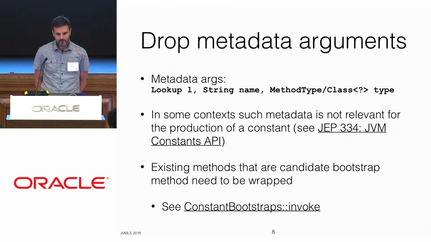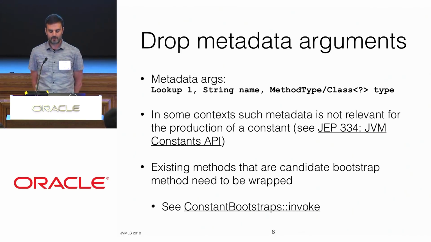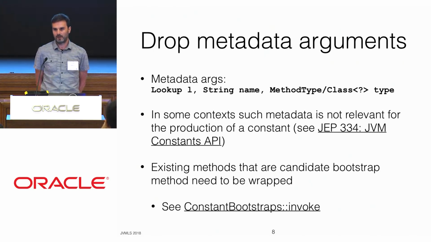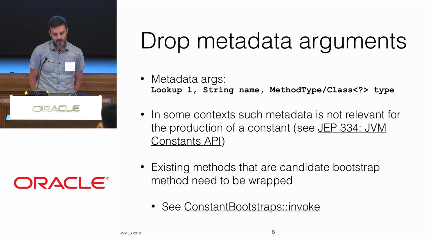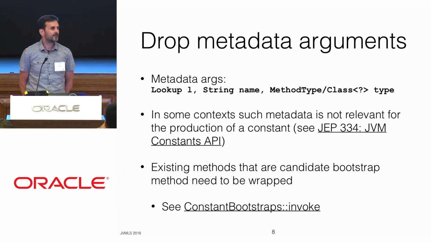One thing we found, especially Brian found when designing his work, which he'll talk about later, is that the Bootstrap methods have to take these 3 parameters at the beginning. There are ways they don't have to declare them, but they'll get pushed onto the stack when you invoke the method: the lookup, name, and type, the method type or class. In some contexts, that metadata is not actually needed. And so it can be a bit of a pain to have these lying around in some sense.